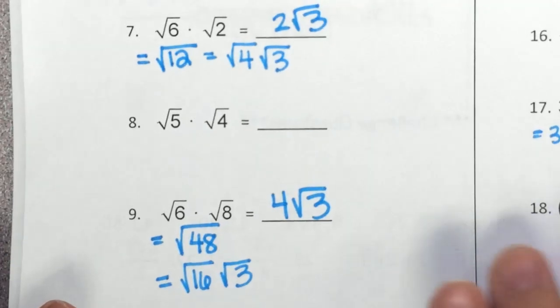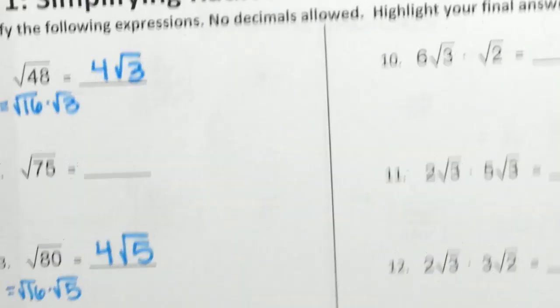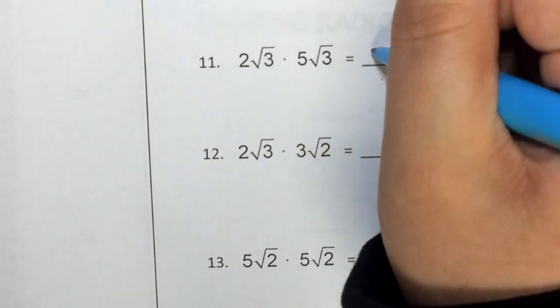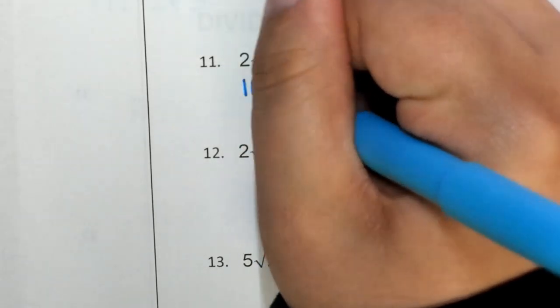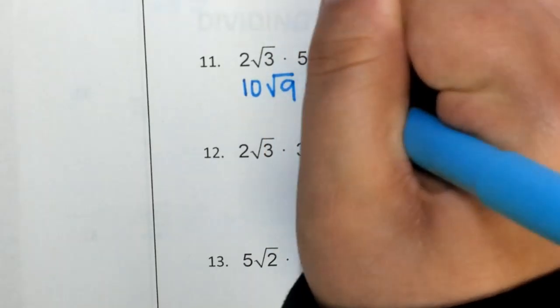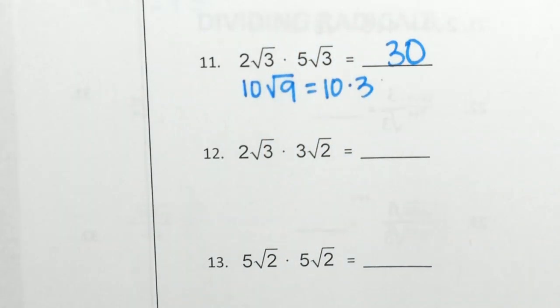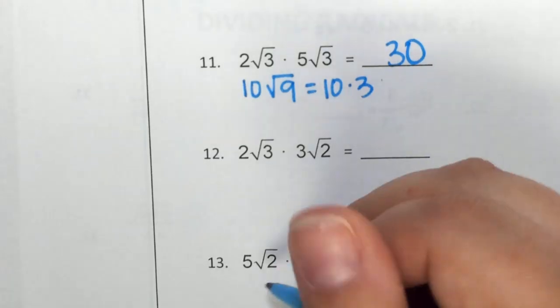Any questions? All right, here is 11 and 13. 11, you get just 30. Multiply your coefficients, you get 10. Multiply your radicands, you get 9. What is the square root of 9? 3. So it's 10 times 3, which is 30.